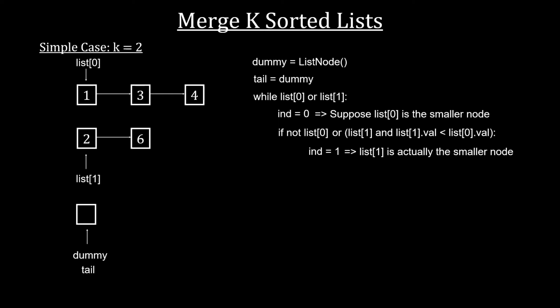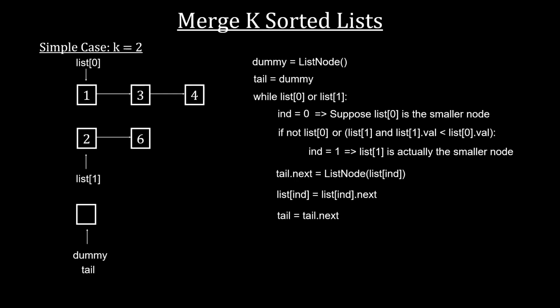Now we know the correct node, so we are going to create a new node of that specific value and link tail to this newly created node. Now that we have visited and pushed into the answer this node, we should increment list of index so it points to the next node in that specific list, either list 0 or list 1. And then, because we have pushed a new node into the answer, tail should be incremented.